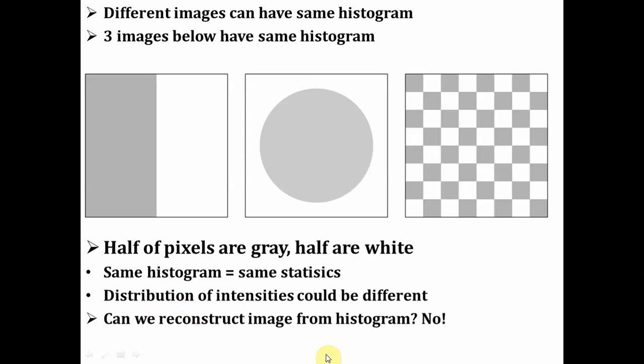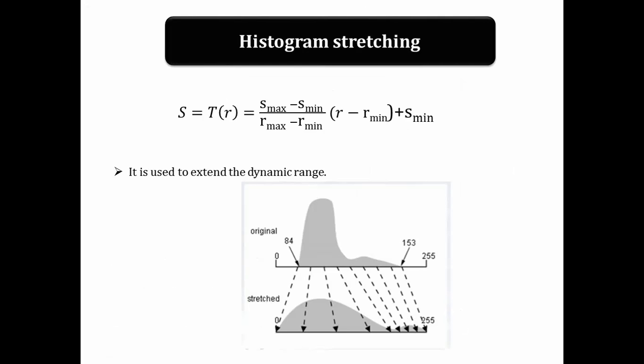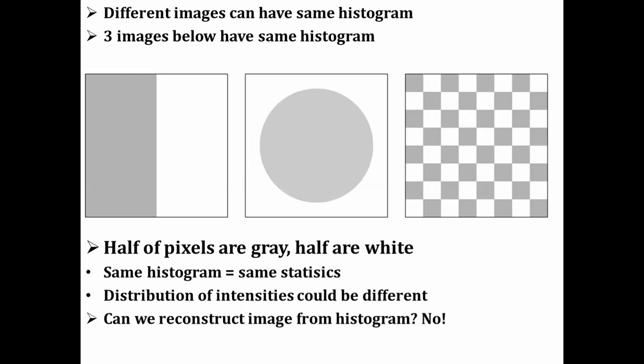Can we reconstruct the image from the histogram? No. The answer is no. Because now you can construct the digital image, but you cannot construct the optical image. You need to consider different types of techniques in order to reconstruct the image, like image restoration techniques. You need to deal with the Fourier transform, all these Fourier domain, frequency domain techniques, in order to reconstruct the image.